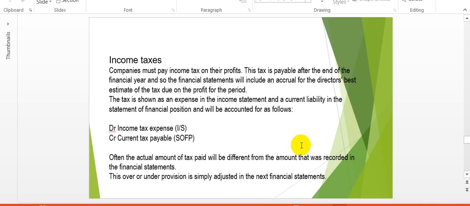This accrual is shown as an expense in the income statement, and because you have not paid it, it will also appear as a current liability in the statement of financial position. What's the accounting treatment? Because it's an expense, you'll have to debit income tax expense in the income statement and credit your current tax payable in the statement of financial position.